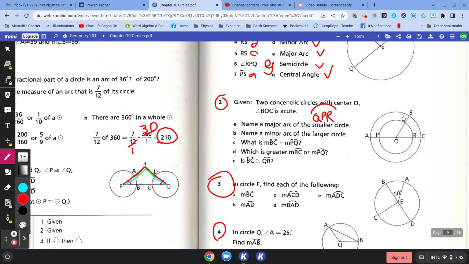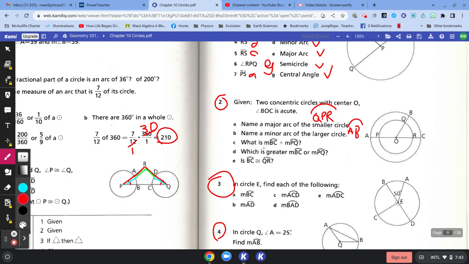All right, a minor arc of the larger circle. That could be AB or it could be BC. So you could say AB like that. You'll be able to do this much faster by hand than I can with this computer. So that's AB or BC. You put the little curve over it.